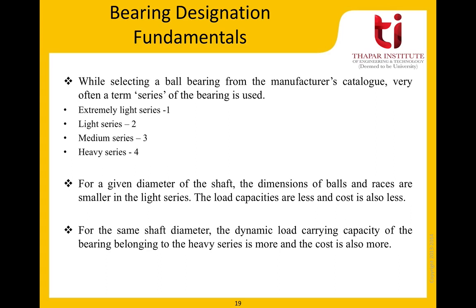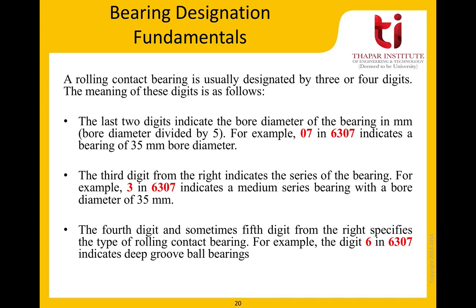For a given diameter of the shaft, the dimensions of the balls and races are smaller in the light series. The load capacities are less and the cost is also less. With this information, we are ready to understand the bearing series designation. Now, a rolling contact bearing is usually designated by 3 or 4 digits. The meaning of these digits is as follows.